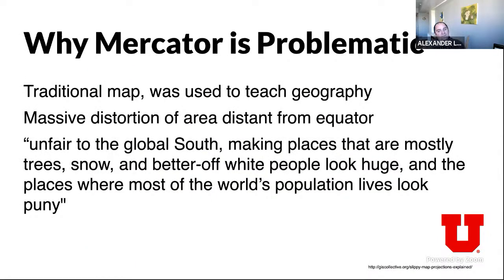So why is Mercator problematic? Well, we talked about the fact that it distorts area, but it also has some kind of ethical implication, especially since it was used to teach geography frequently. The problem, as we already mentioned, is the massive distortion of area distant from the equator, which is unfair to the global south, making places that are mostly trees, snow, and better-off white people look huge, and the places where most of the world's population lives look puny.